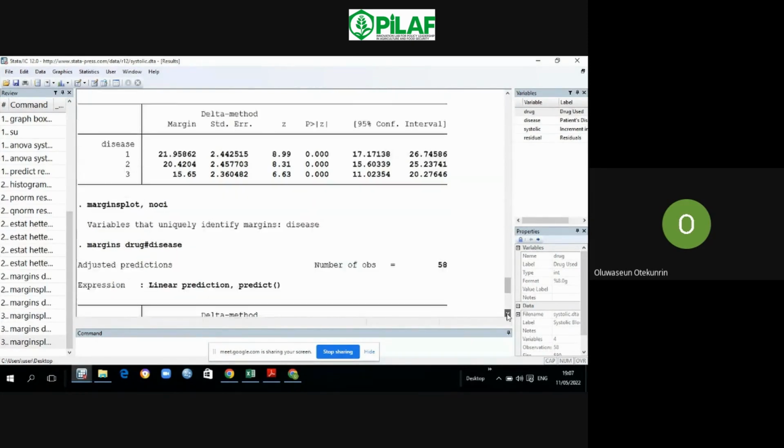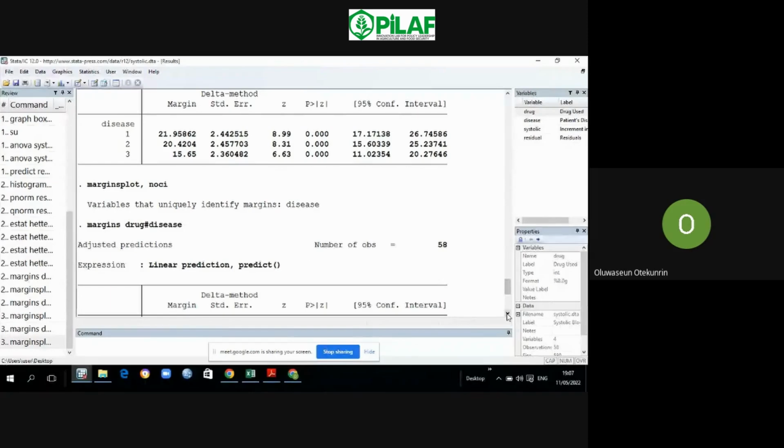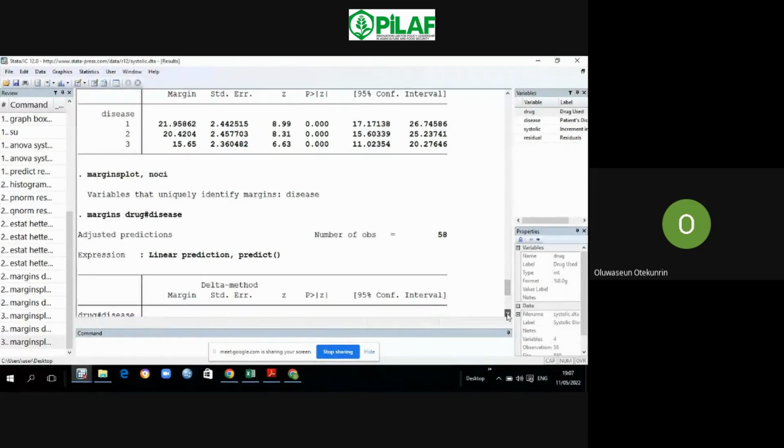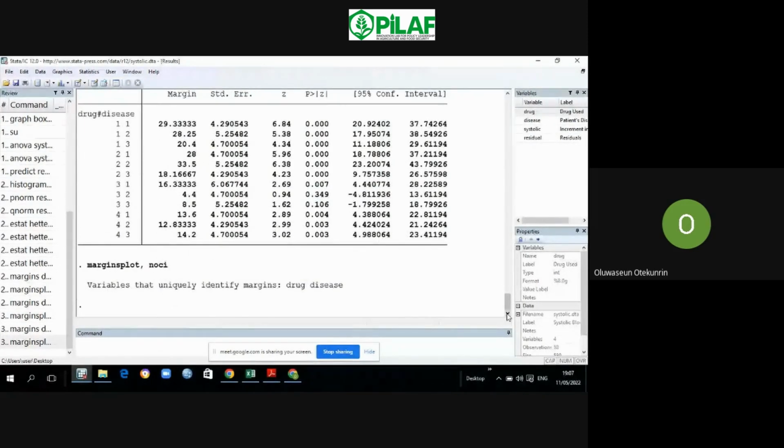Then after that, margins, drug ash disease. Immediately after margins, drug ash disease, you go to margins plot, comma, no confidence interval. That will also bring out the graph.